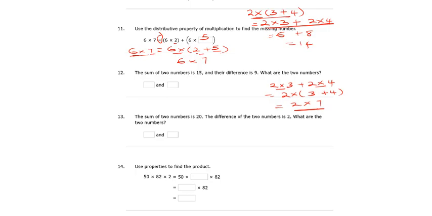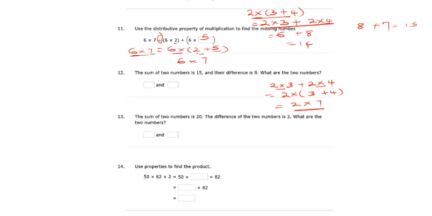question, they say the sum of two numbers is 15 and their difference is 9. What are the two numbers? Okay, so here they just want you to look at it, play around it. What are those numbers? You can think of it. What are those numbers that can give us 15? You know that 8 plus 7 can give us 15.